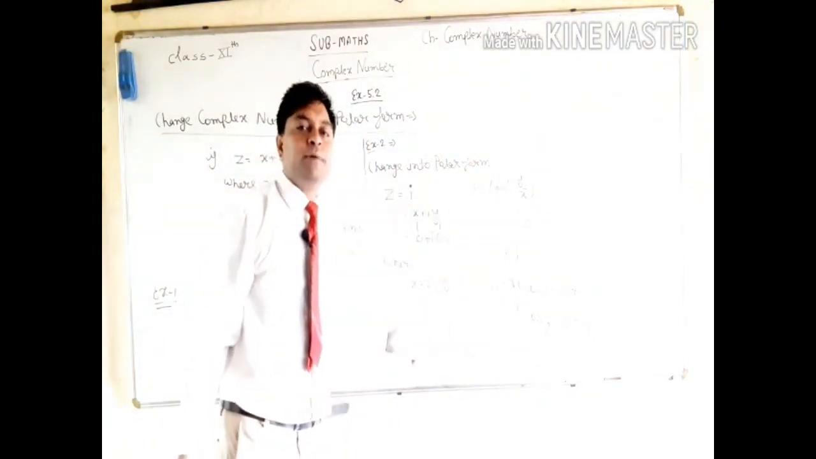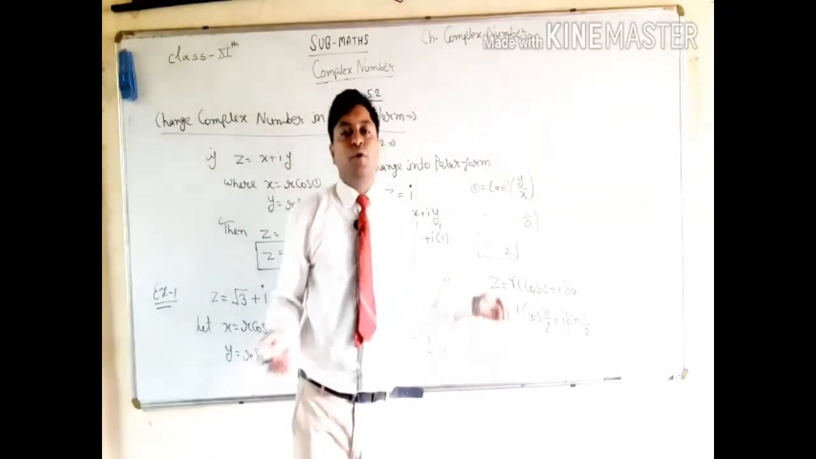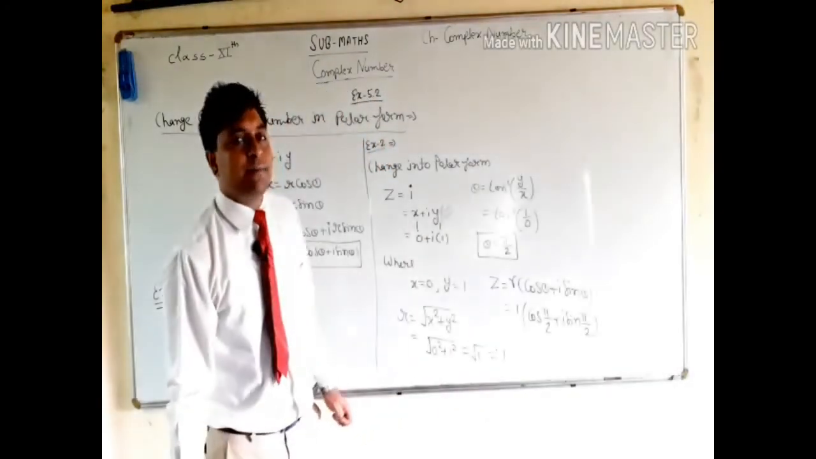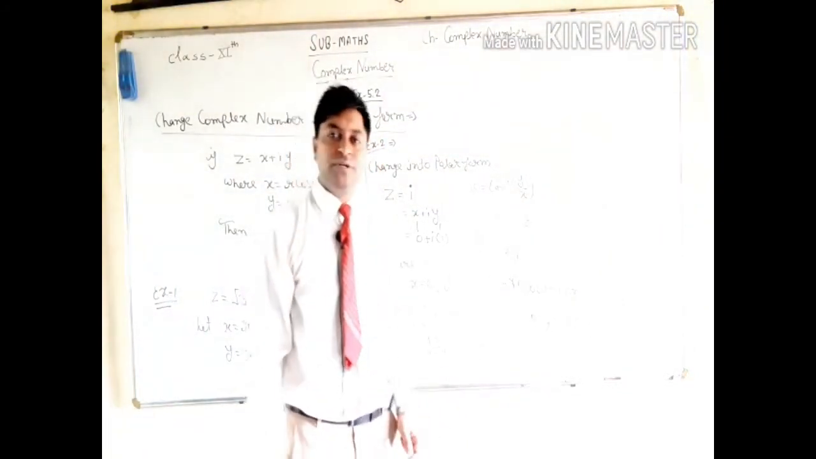If the complex number is z equal to x plus iota y, then its polar form is z equal to r bracket cos theta plus iota sin theta. Okay students, thank you.